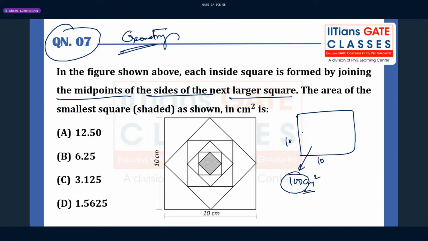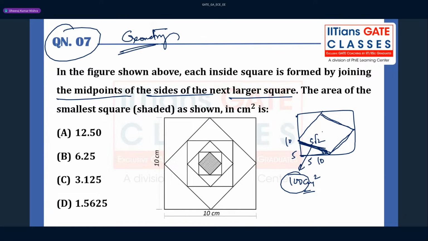Now if you join these midpoints, you only have to see the pattern here: how the area is getting scaled. If they are asking what is the area of this guy, if you join, you can find this is 5, this is 5. So what is the length of the side of this guy? That is nothing but 5 root 2, right? So it is 5 root 2.